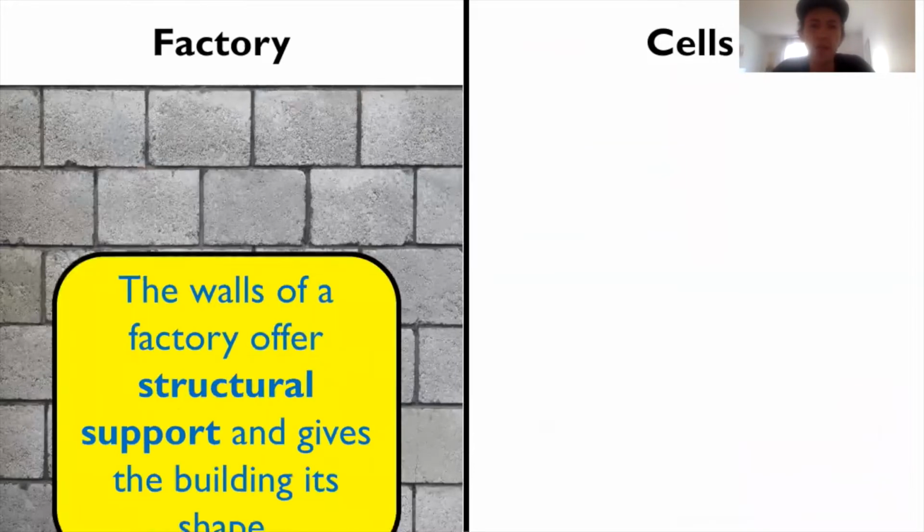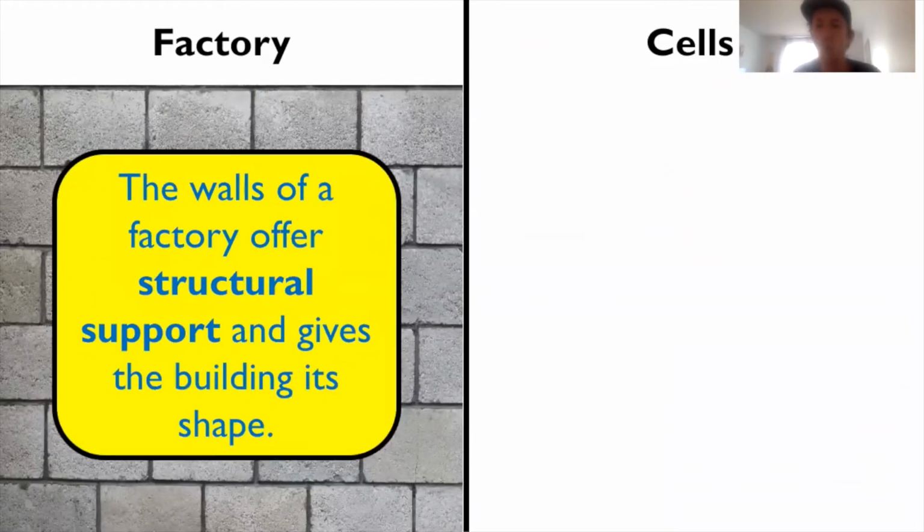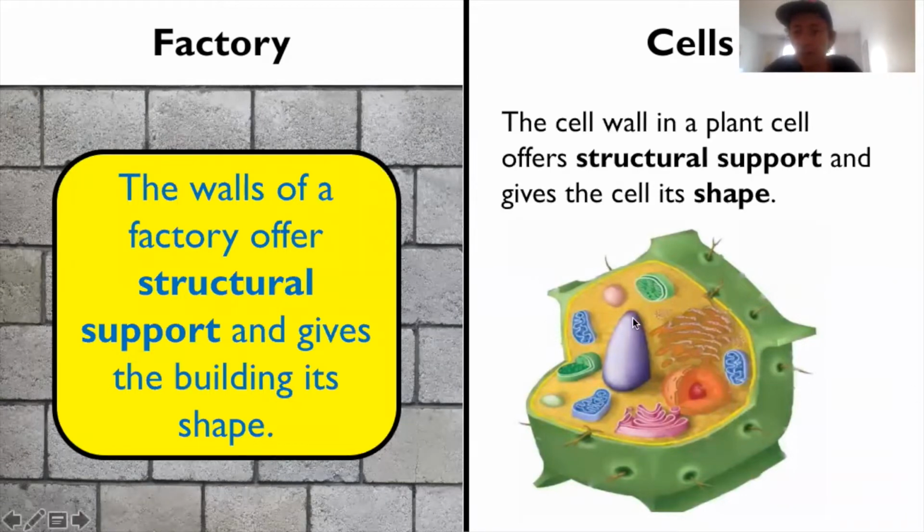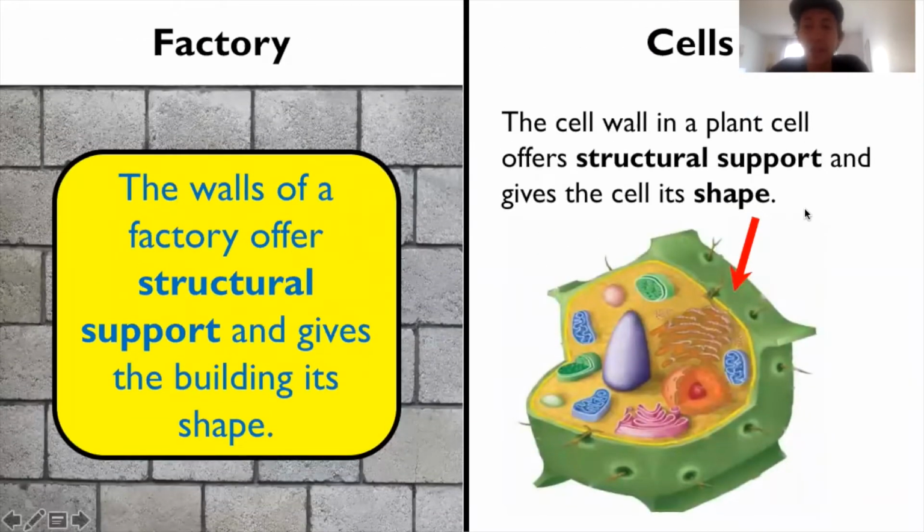Okay, so let's walk up to this factory. The first thing that I notice is that it's got a wall all around it. Now, you know what walls do. But for one thing, they're going to offer structural support. They're literally what holds the building up. In a cell, more specifically in a plant cell, there's something similar. That rectangular shape that I talked about a moment ago comes from this thick green layer on the outside. It's called the cell wall, and it gives the plant cell its structural support. It's what gives it that rectangular shape.